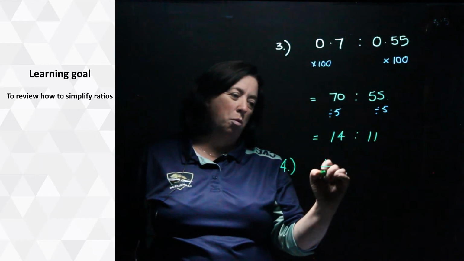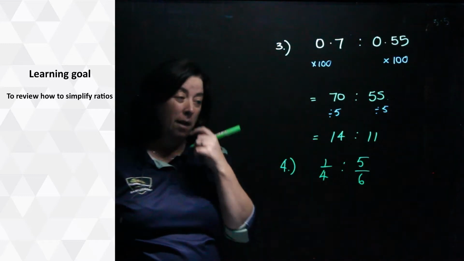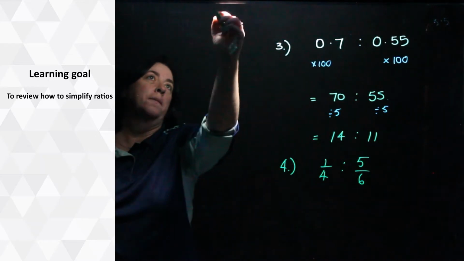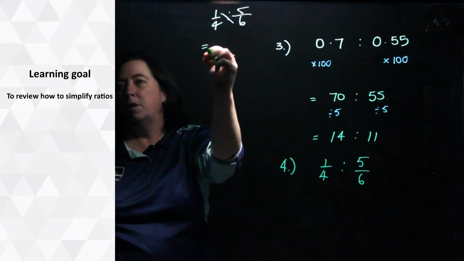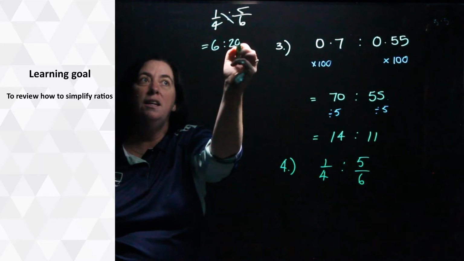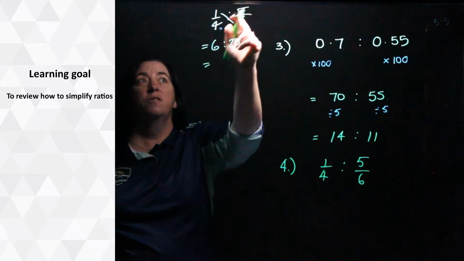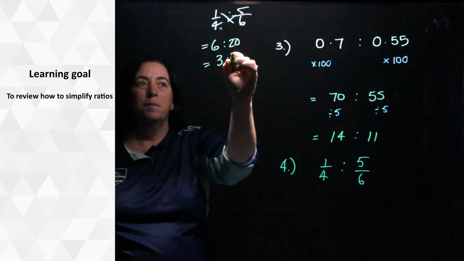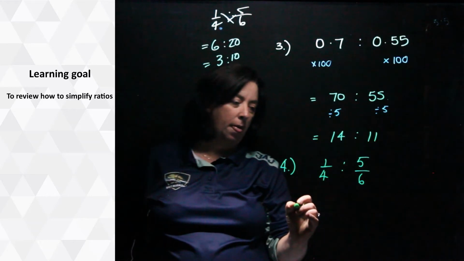So what about a fraction? So a quarter is to 5/6. So we need to make them whole numbers. Now, some people do this. A quarter is to 5/6. Need this cross multiply with no reason why. 6 is to 20. And then they might go 6 times 4 is 6, 4 5s are 20. That becomes 3 is to 10. But this is why it works.